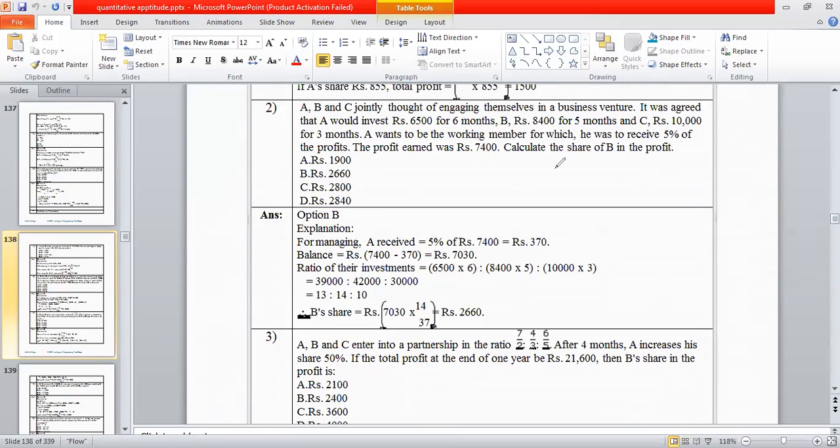Next one. A, B, and C jointly thought of engaging themselves in a business venture. It was agreed that A would invest rupees 6,500 for 6 months, B rupees 8,400 for 5 months, and C rupees 10,000 for 3 months. Later on, A wants to be the working member, for which he was to receive 5% of the profits. The profit earned was rupees 7,400. Then calculate the share of B in the profit. काय काय दिले बघा ह्याच्यामध्ये.